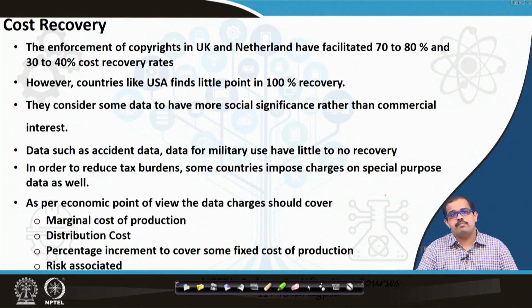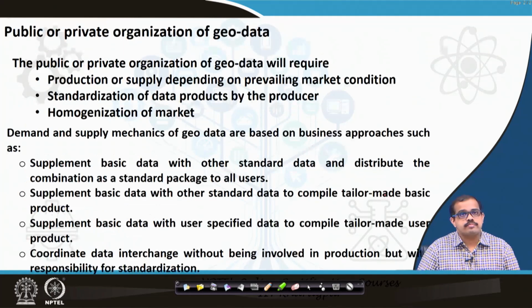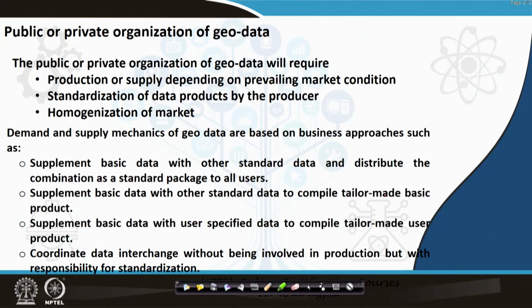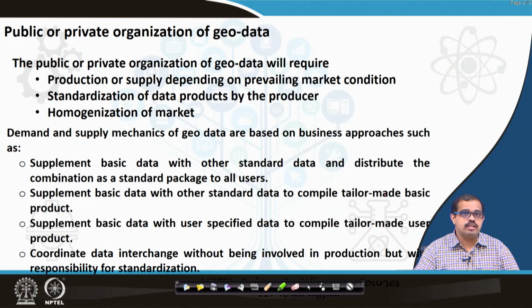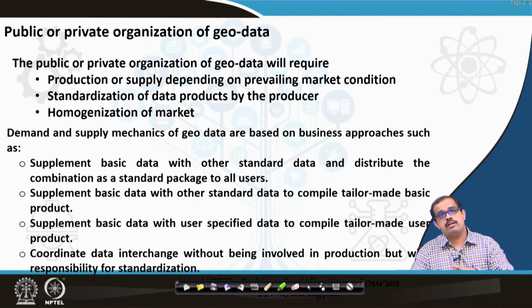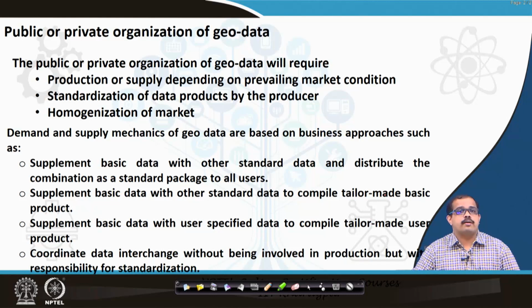So, all of this put together may be your digital data charge, which should be quite marginal. Okay. When you are looking at a public or a private organization of geodata, the organization will require production or supply depending on prevailing market conditions. Everything is decided on the market condition, either on standardization of data products by the producer or homogenization of the market. So, depending on all of these, the public or the private organization of geodata will be required to produce or supply the demand of the data.